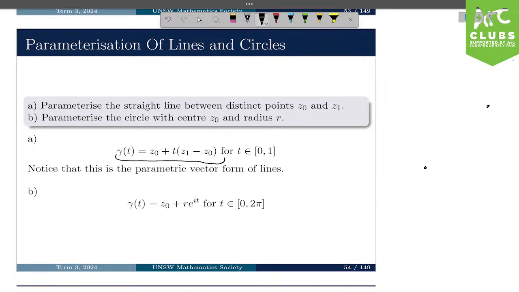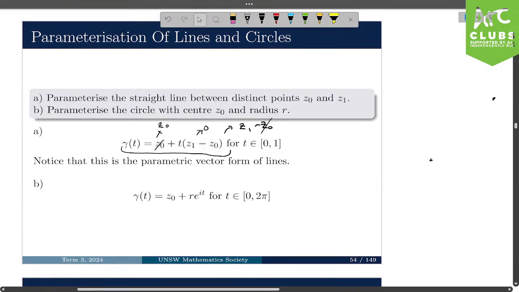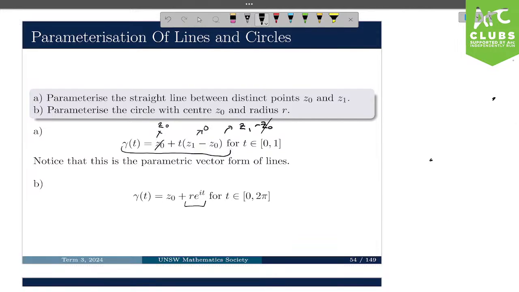You can see that when t is 0, then this part would be 0, and this part would just be z0, right? It doesn't change. And when t is 1, then this would become z1 minus z0 and cancel with this part, leaving just z1. So it's a parameterization of the line segment between z0 and z1. For a parameterization of circles, we use the exponential function, because as t goes from 0 to 2 pi, that's going to trace out this circle of radius r.